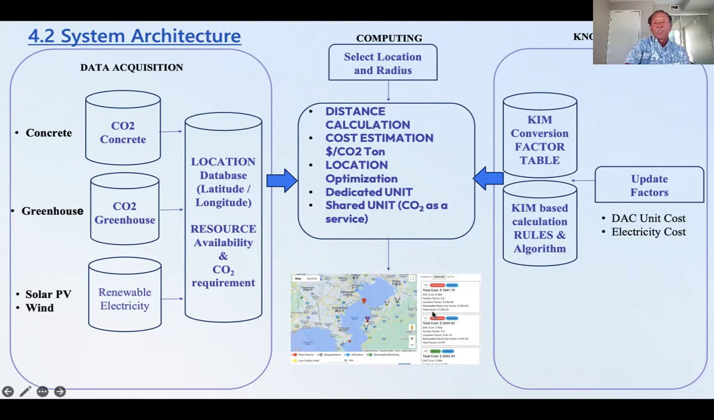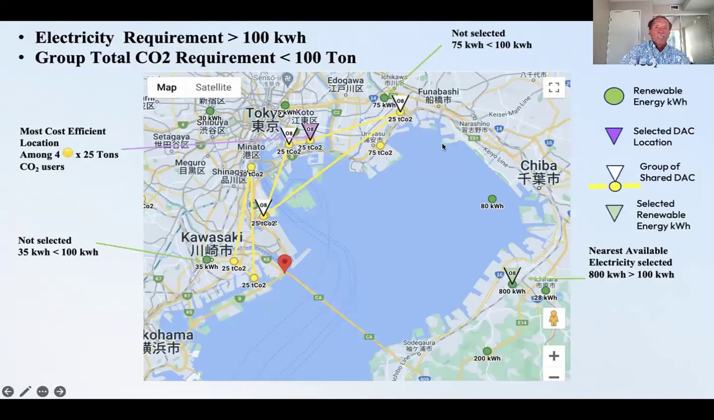This is the whole picture of the system I'm going to present. And the final output is just like this. This is the Tokyo metropolitan area. Let me explain one by one.